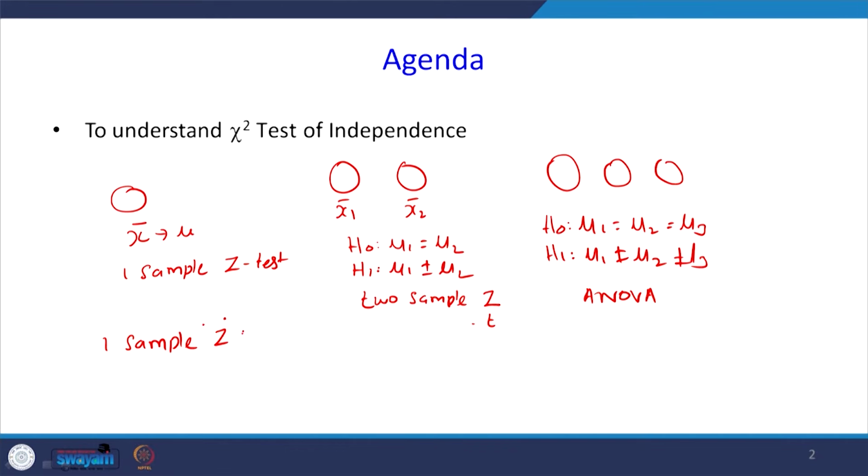The same way, if there is one sample, here we can say one sample z proportion test. Suppose we want to compare the proportions of 2 populations, we can do 2 sample z proportion test. There may be a situation where we have to compare the proportions of more than 2 samples, that time we should go for this chi-square test.